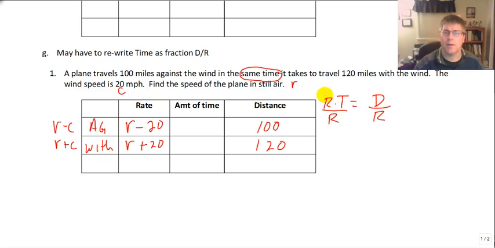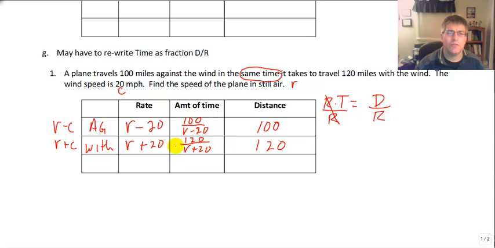We divide both sides by r. We get time equals distance over rate. So, time is distance over rate. That would make our time 100 divided by r minus 20. And the time with the wind, 120 divided by r plus 20.